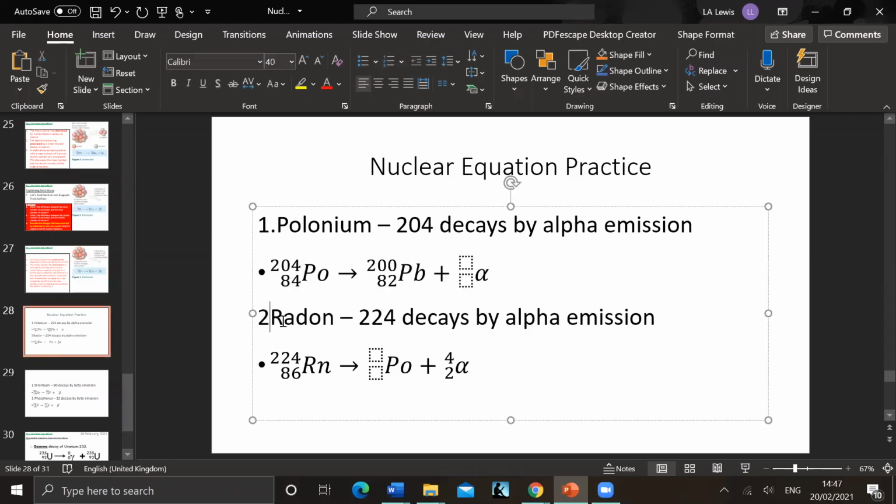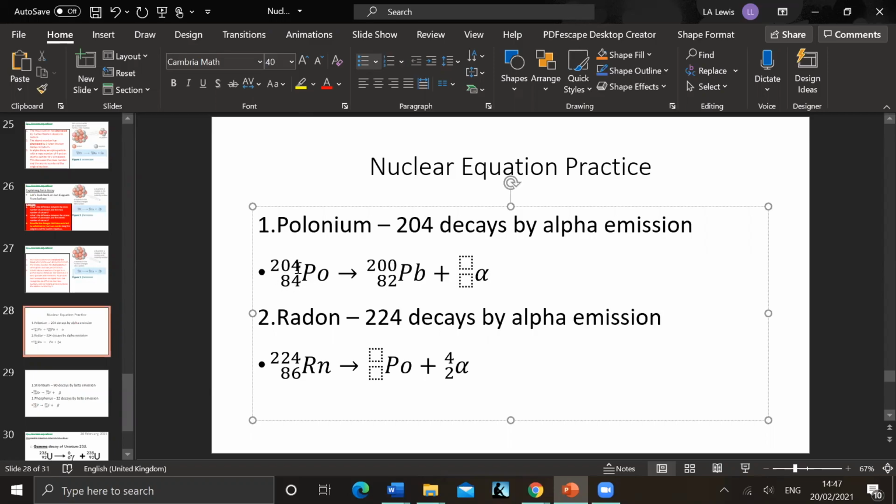Okay, let's put that in. It just auto formatted itself. So polonium-204, that's how we say that, decays by alpha emission. Polonium is named after the country of Poland, Marie Curie's home country.